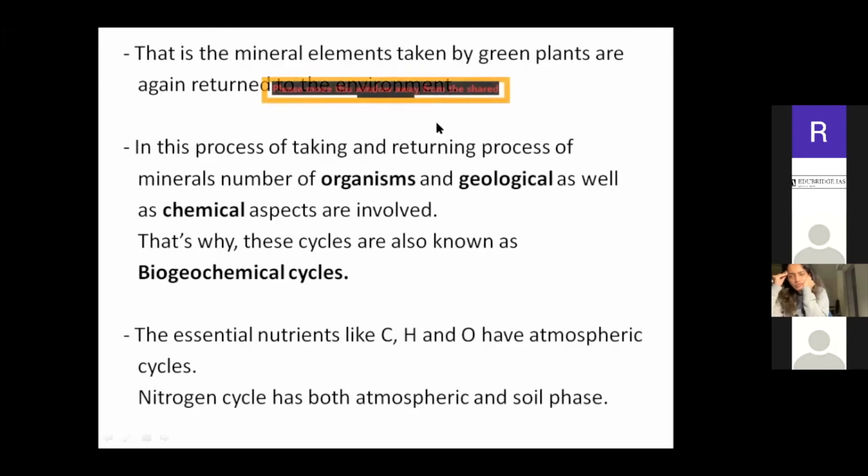Fine. So that's why they are called biogeochemical cycles. Fine. And most of these cycles are atmospheric cycles. So the essential nutrients like carbon, hydrogen, oxygen, they are taken up by biotic components, especially plants, through atmosphere. Also, there are cycles like nitrogen cycle, which have both the components. That means atmospheric phase also, and the phase associated with soil also.